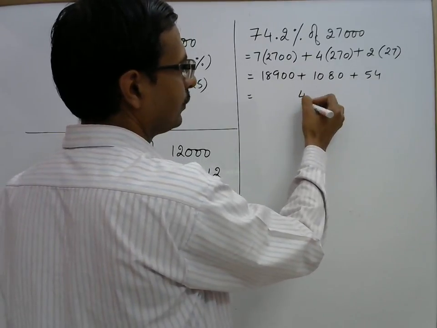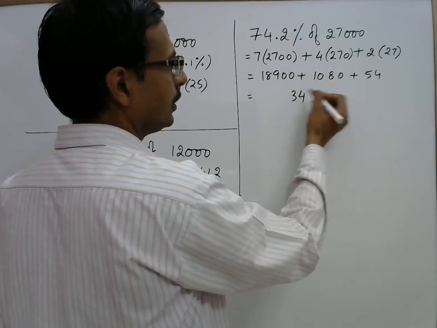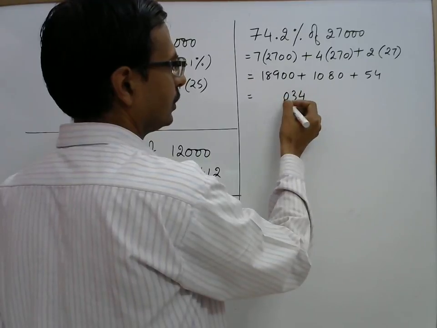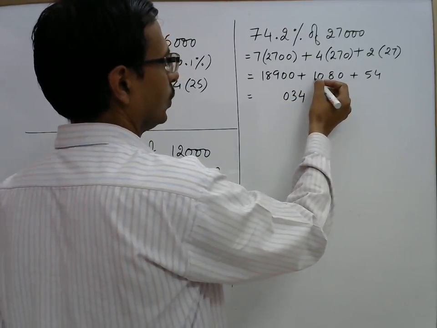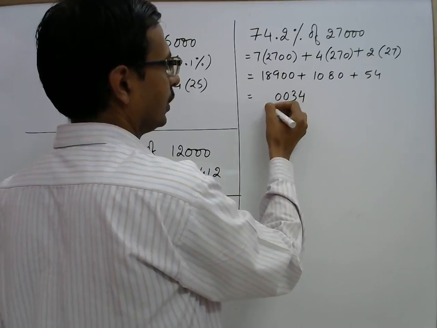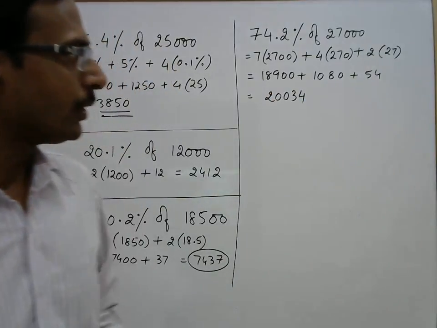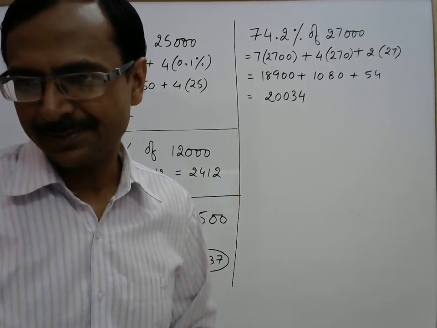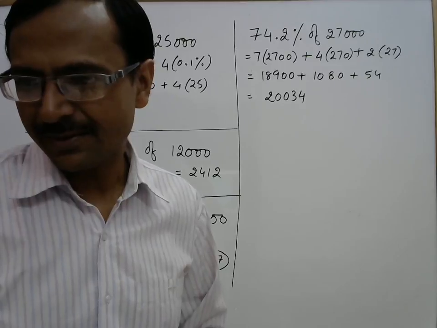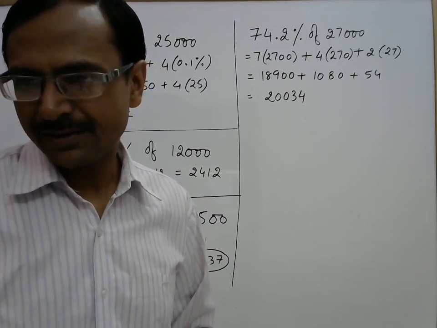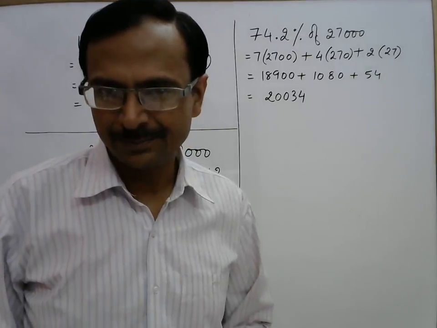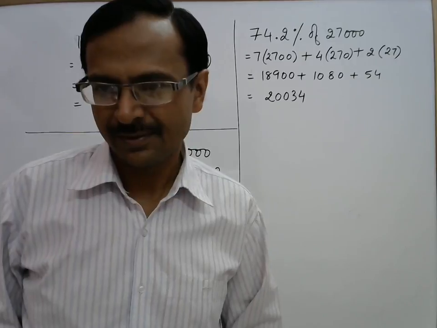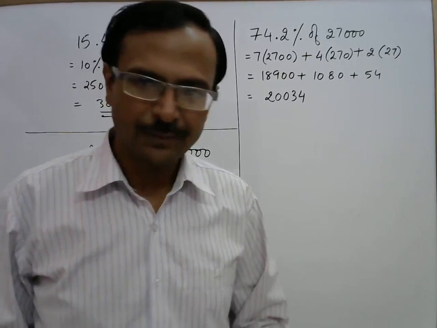So if you add them, 4, 1, so if I'm not wrong, 20,034 is the required answer. See, again we have some wrong answers there. Madhu, please check. You have put a decimal at the wrong place. Okay.